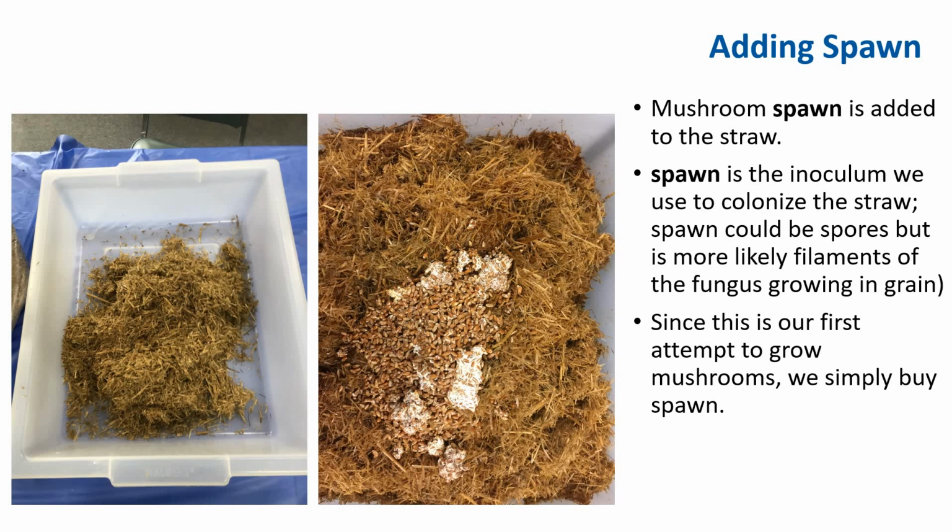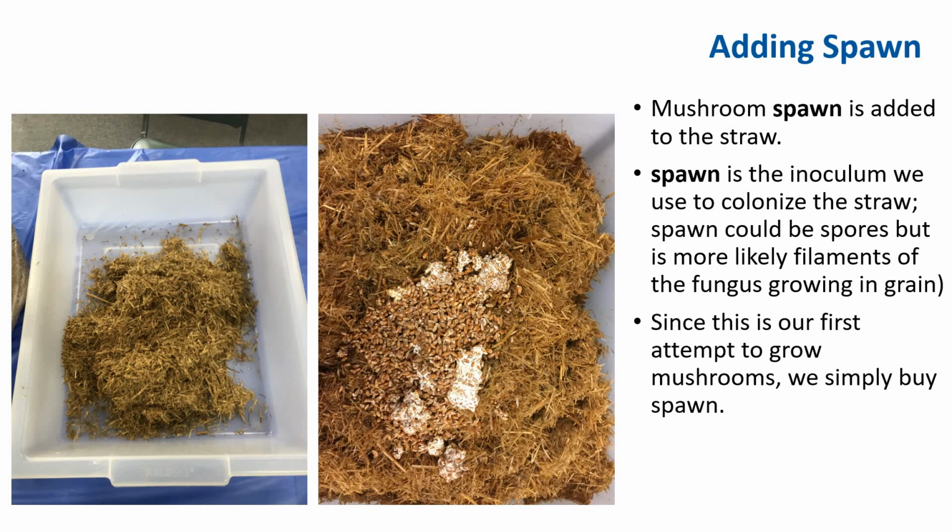So once you have pasteurized straw, you wait till the straw becomes ambient temperature. The straw is ready to receive mushroom spawn. So spawn is the inoculum we use to colonize the straw. Spawn could be the spores, but it's most likely filaments of fungus growing on grain.